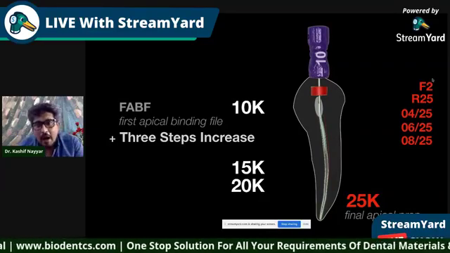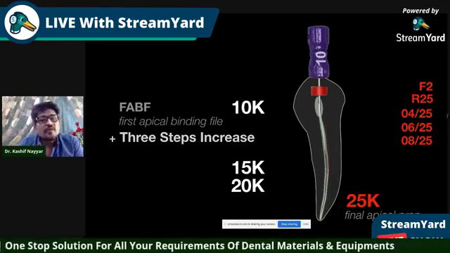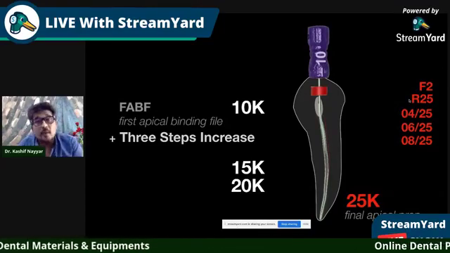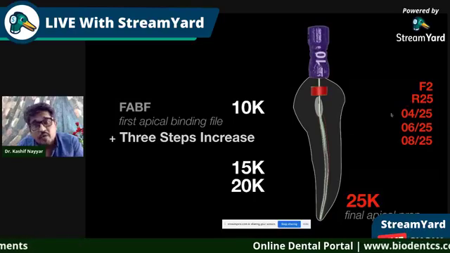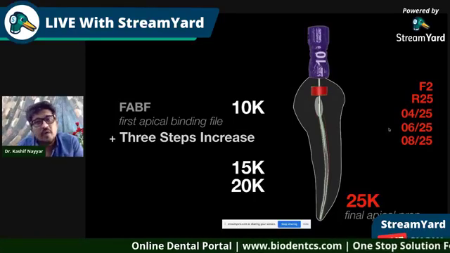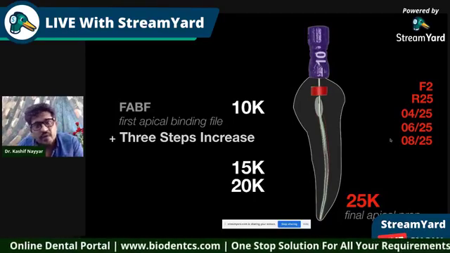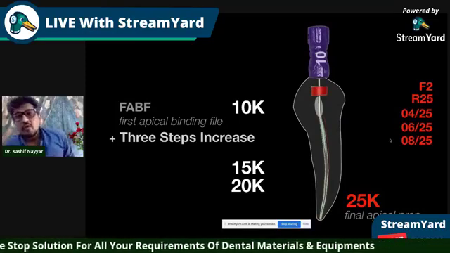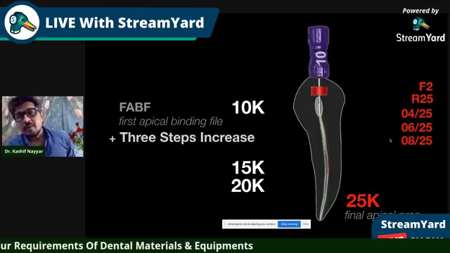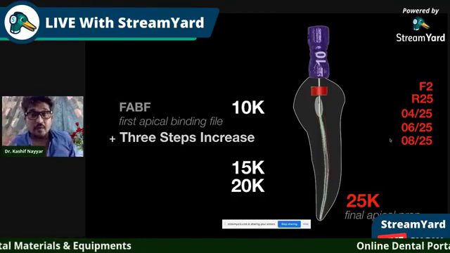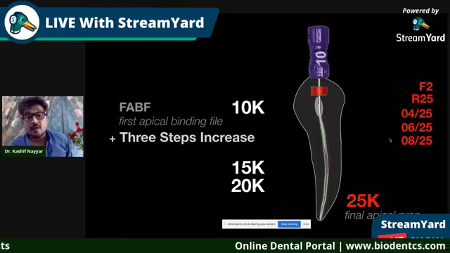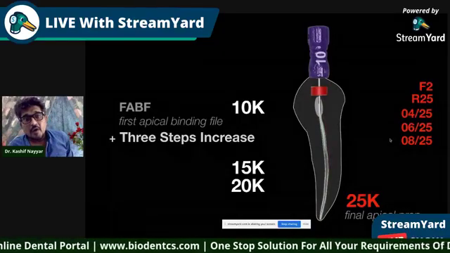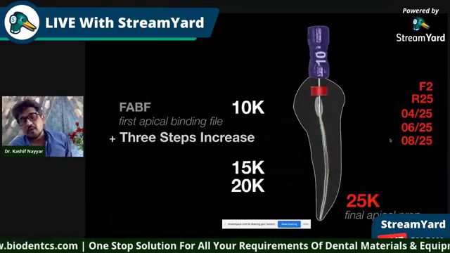So there are a variety of apical preparation files in the market. F2 from ProTaper, R25 from Reciproc, 04 25 iWays, 06 25 One Curve, 08 25. A variety of systems are offering different options. So you must have all these tapers available, because there is a chance of narrow canals, extreme curvature. You cannot carry an 8% instrument into an abrupt curvature area.